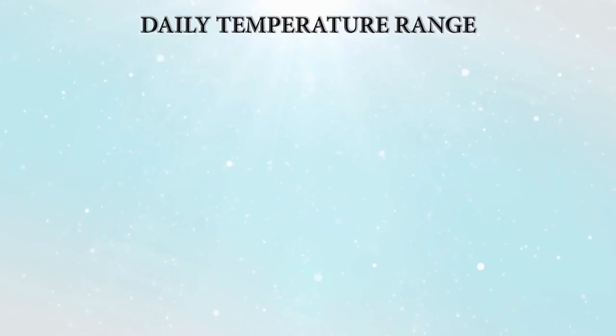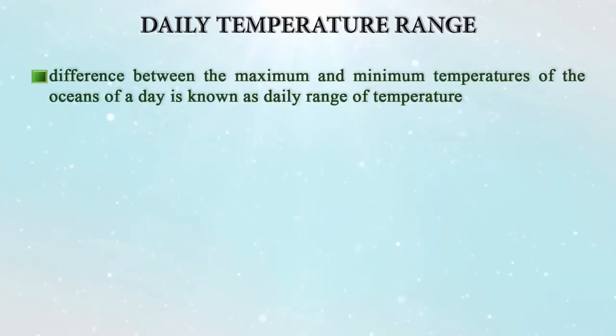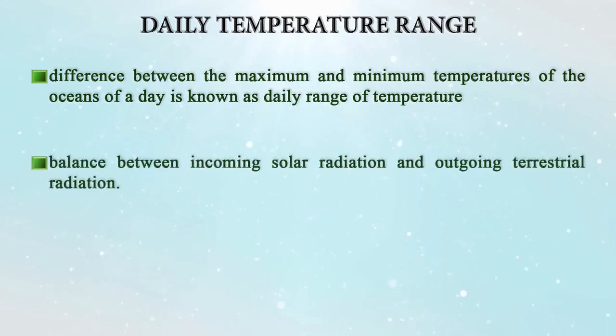Now, when we come to study the daily range of temperature, we should know that the difference between the maximum and minimum temperatures of the oceans of a day is known as the daily range of temperature. It is related to the balance between the incoming solar radiation and outgoing long wave terrestrial radiation. The incoming solar radiation is short wave and outgoing terrestrial radiation is long wave. You must have studied about these when you studied the block on atmosphere. You are familiar with these terms.